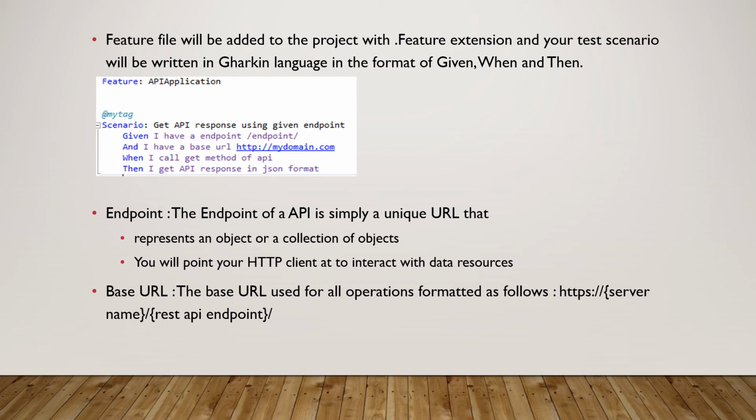So what is an endpoint? The endpoint of an API is simply a unique URL that represents an object or a collection of objects. You will point your HTTP client at it to interact with the data source's resources. And what is the base URL? The base URL is used for all the operations, formatted as HTTP, the server name, and then the /REST API endpoint.